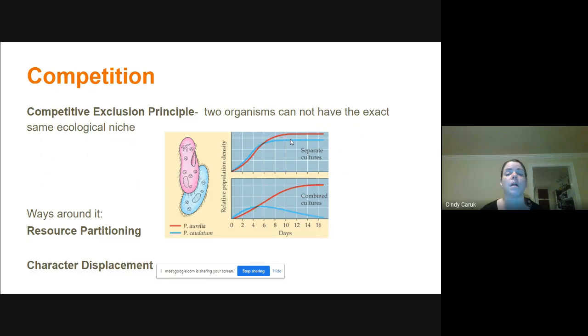but they're doing quite well. But if I put them in a combined culture, this one, the caudatum, I think I'm saying that correctly, it is going to decrease. It does not outcompete the other paramecium. So there's a couple ways around it. One is resource partitioning, and another is character displacement.